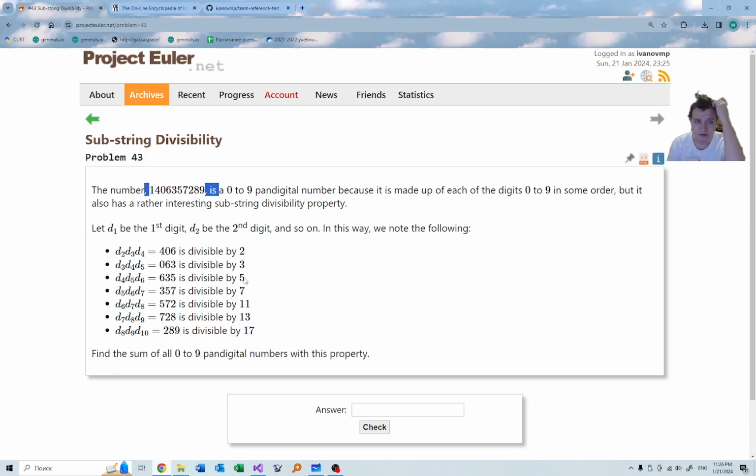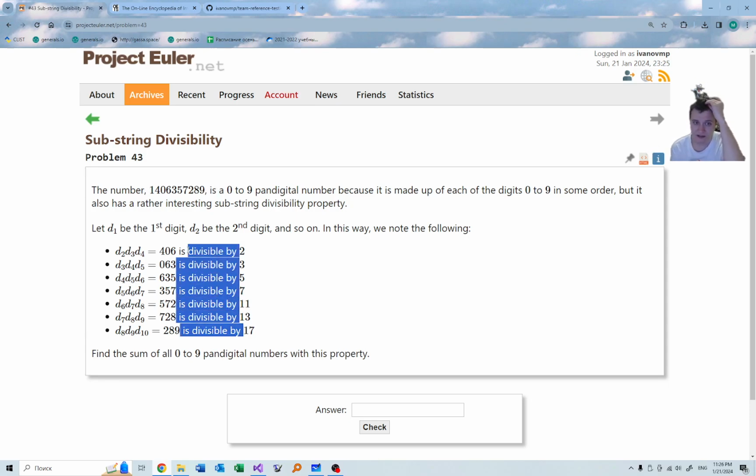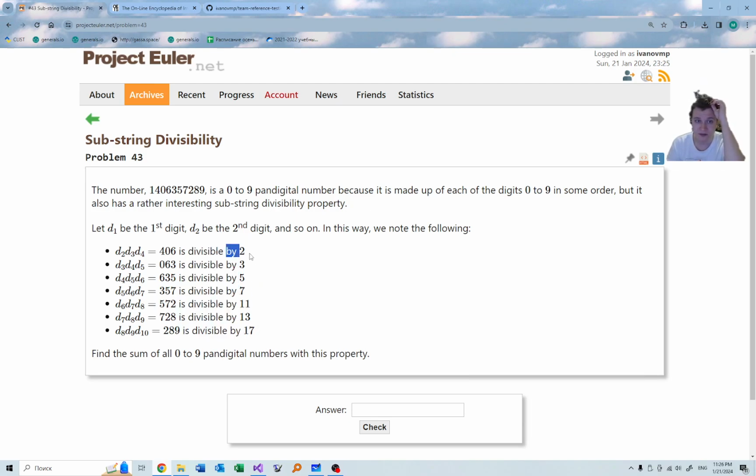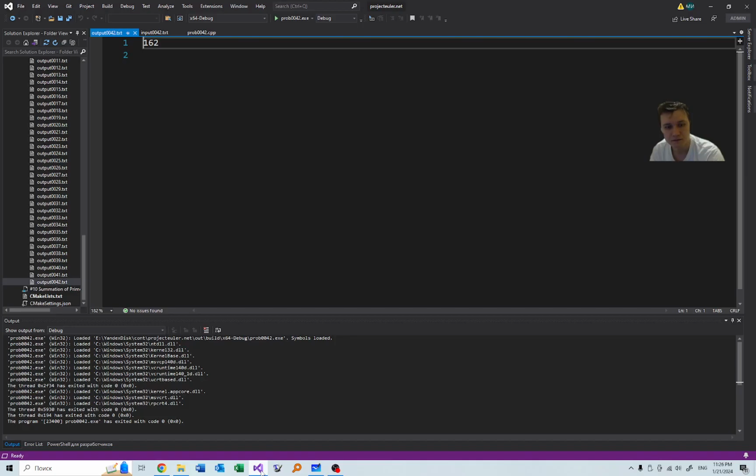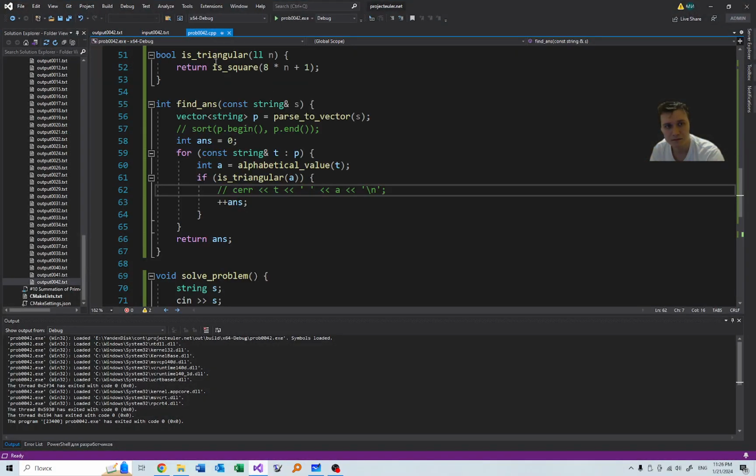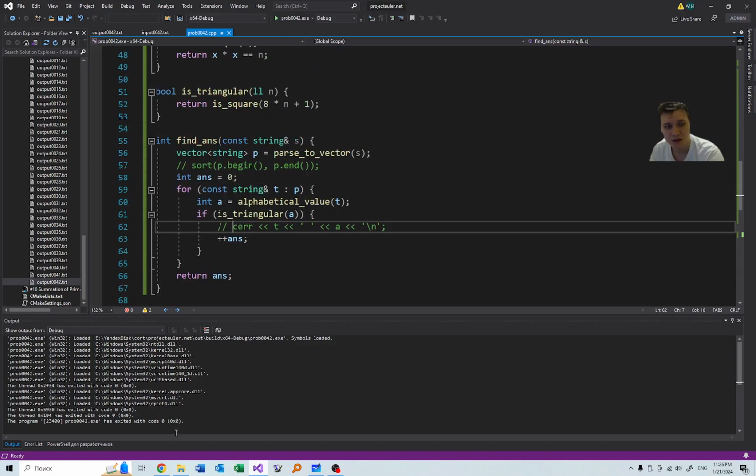Obviously you need to go through this array from end to the beginning, because it's really much harder to be divisible by 17 than it is to be divisible by 2. So we would like to start with divisibility by 17, and then in the end, we check the divisibility by 2. Okay, let's do it.